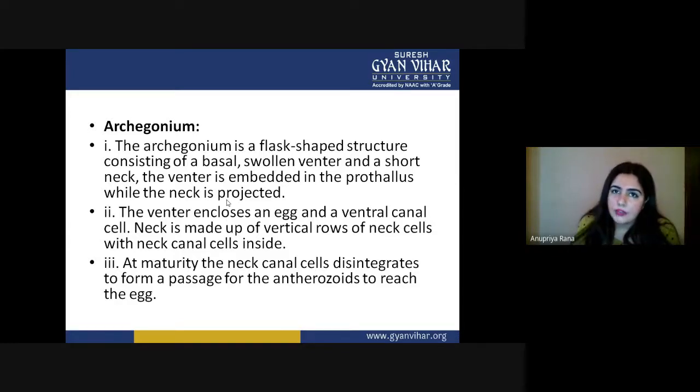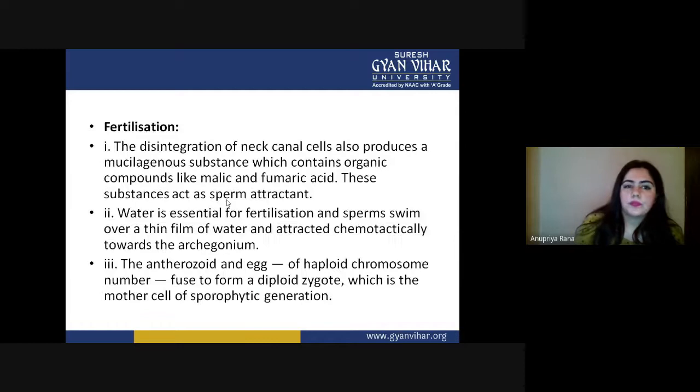for the fertilization process. So what you have to remember in archegonium: they are flask-shaped structures. They have three parts: the bottom basal part, the swollen venter, and the short neck. Inside the venter are one egg cell and the ventral canal cell. Why are ventral canal cells there? They provide nutrition and support. After that, the neck canal cells are present just to make the path for the anthrozoids to come inside.